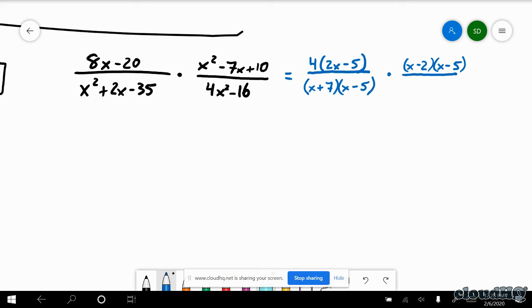And in the second denominator, there are two things that are going to have to happen. First we should factor out the 4, which then leaves us with x squared minus 4, but x squared minus 4 factors down further. It goes to x plus 2 and x minus 2. Okay, so factoring is done. Now we can start hacking away.